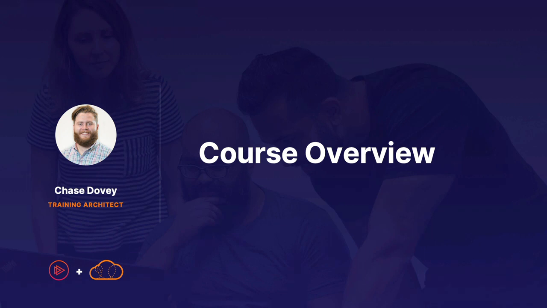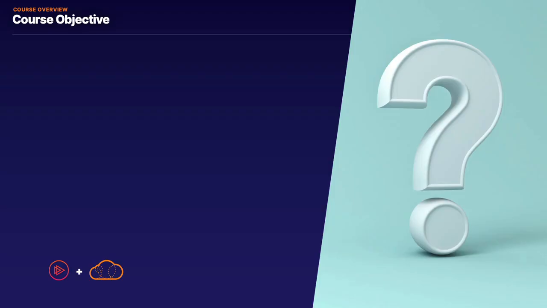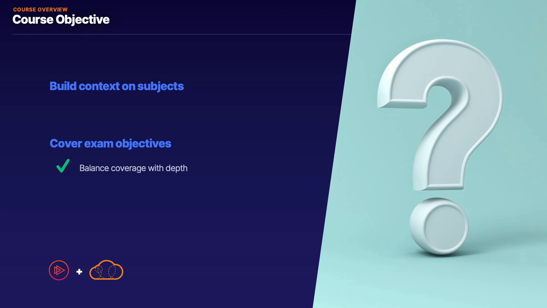While we've introduced ourselves in the previous video and lightly touched on what we will see in this course, we're going to use this course overview video to go in a little bit more depth on some of those things. So the objective of this course is to build context on subjects that we'll need to help us understand how to work as network engineers inside of Azure, but also to cover the exam objectives in great detail so that we can balance the coverage with the depth in each of the exam objectives.